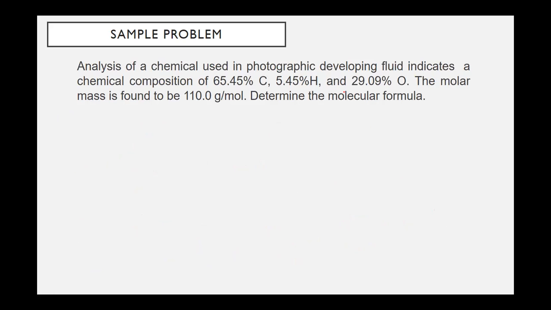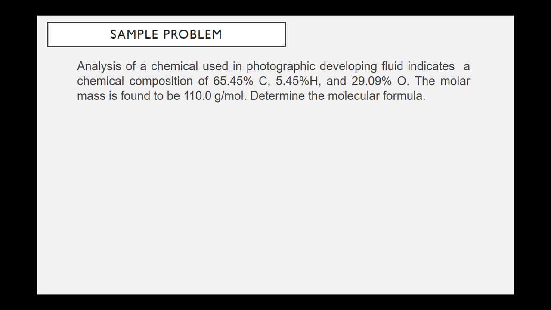So another problem. Analysis of a chemical used in photographic development fluid indicates the chemical composition of 65.45% C, 5.45% H, and 29.09% O. The molar mass is found to be 110.0 grams per mole. Determine the molecular formula.